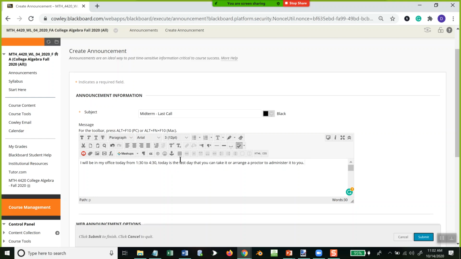I want to get those graded and back to everybody. And I still have about 3 people that haven't taken it.